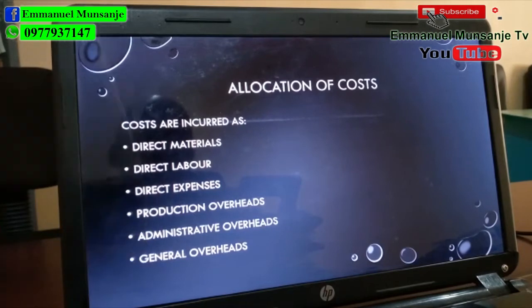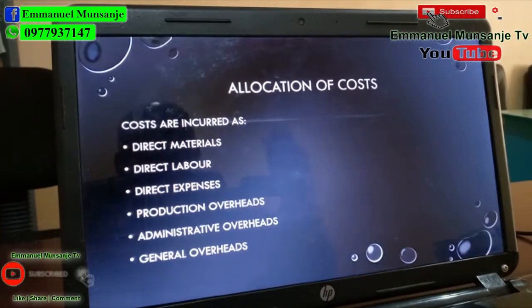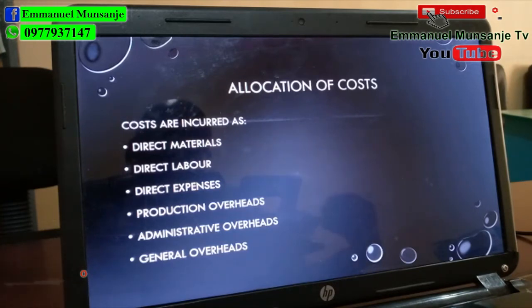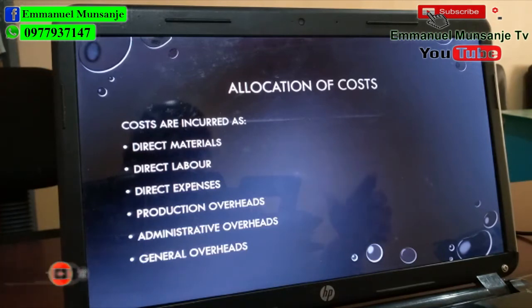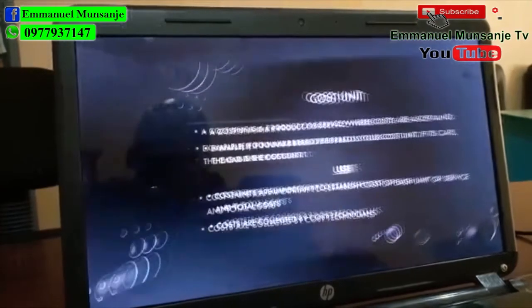Administrative overheads. The administrative overheads are the expenses that cannot be linked to the product that you are producing. For example, what the managers incur in the running of the business can constitute admin overheads. Then the general overheads are not very specific, but they are incurred in the process of running that business.